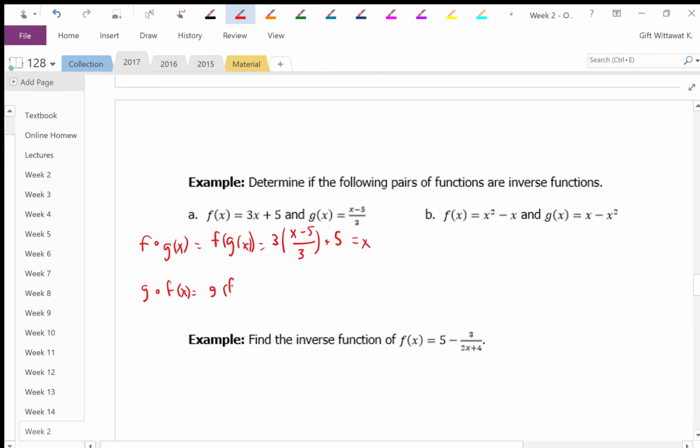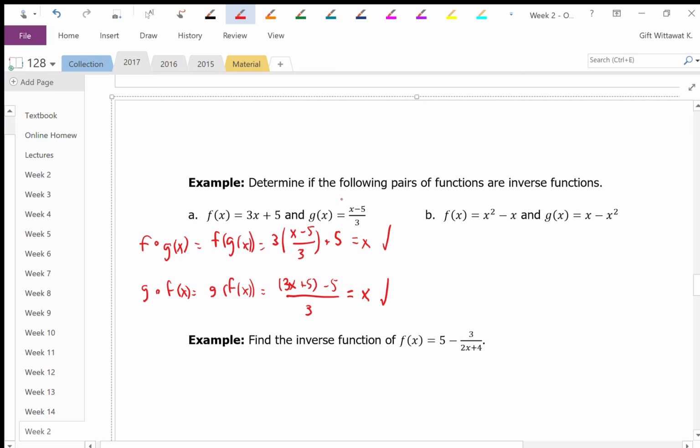And my g of f of x is going to be (3x plus 5, the whole thing minus 5) divided by 3. And once again, when you simplify this out, you get x. So in both cases, you end up getting the identity function. That means these two functions f and g are the inverse of each other.